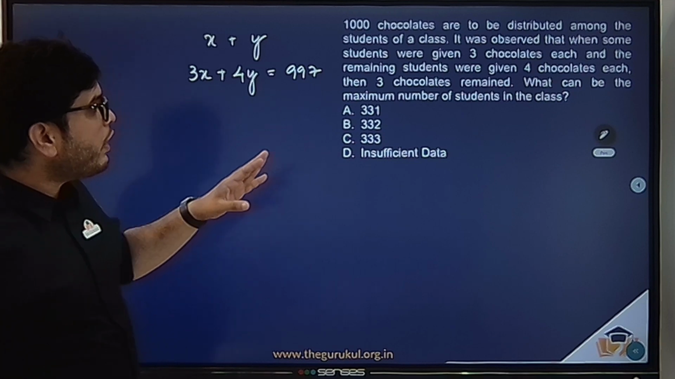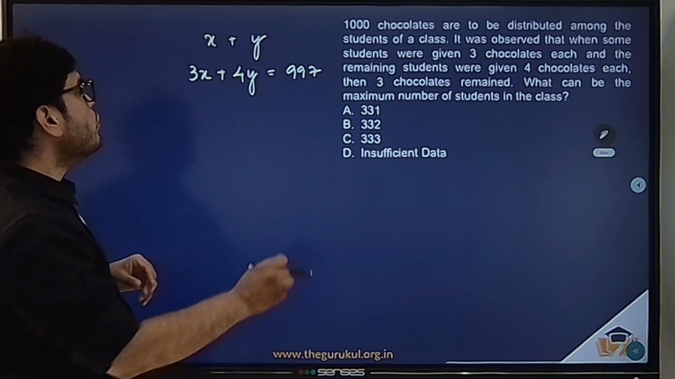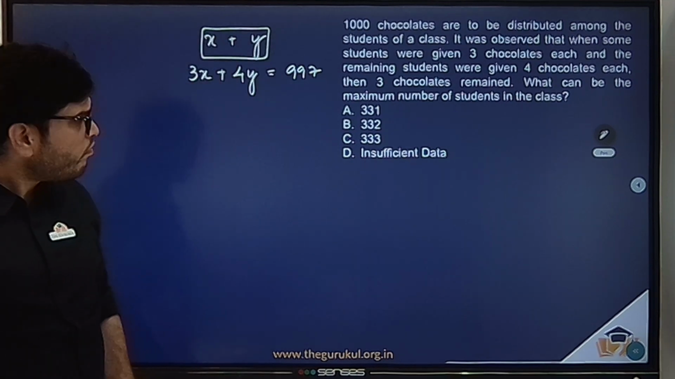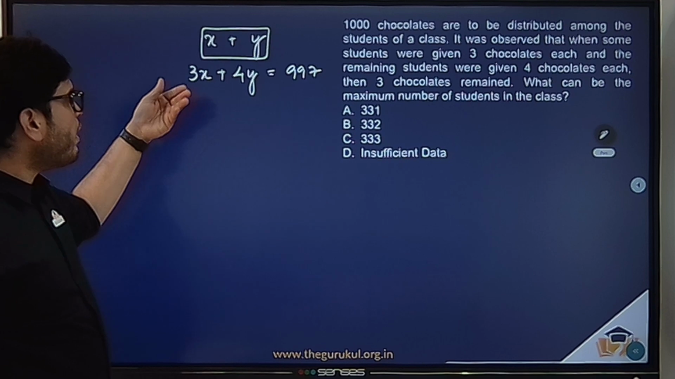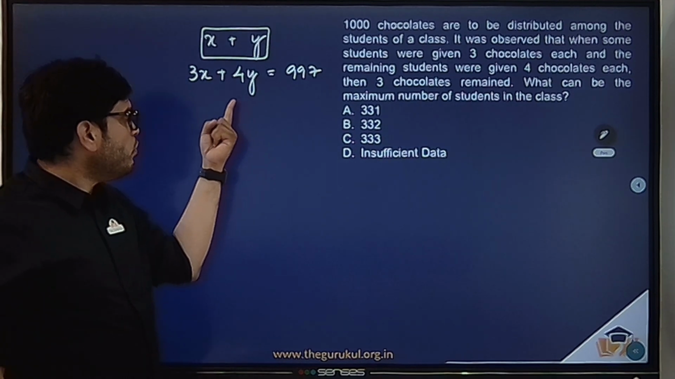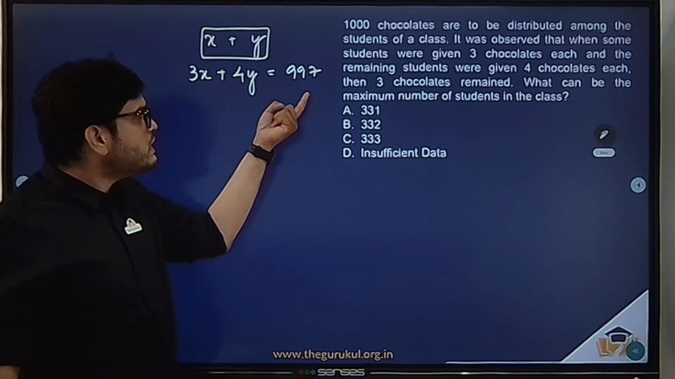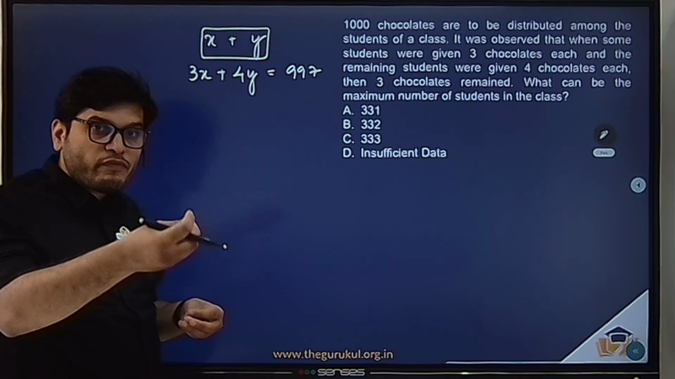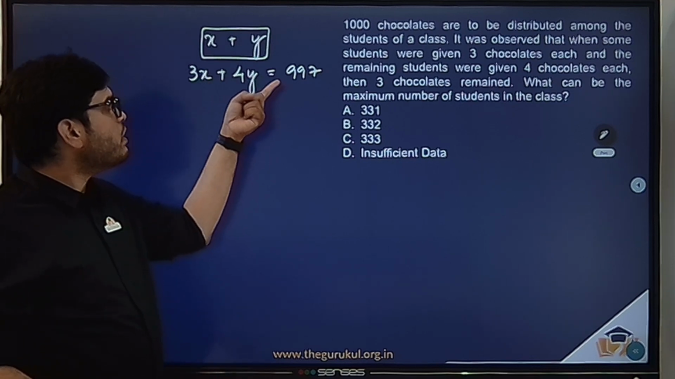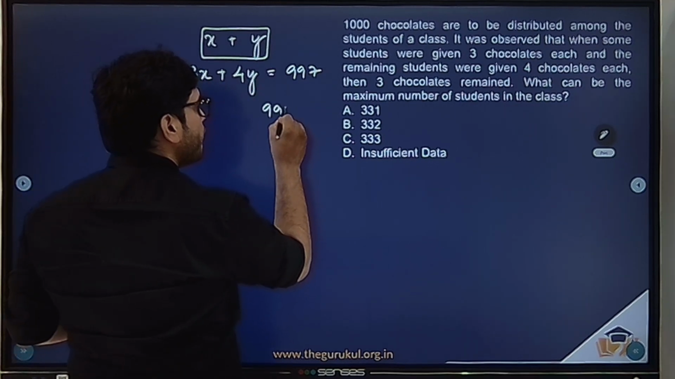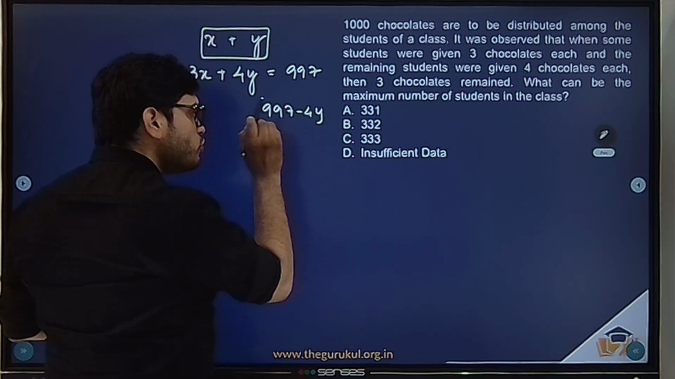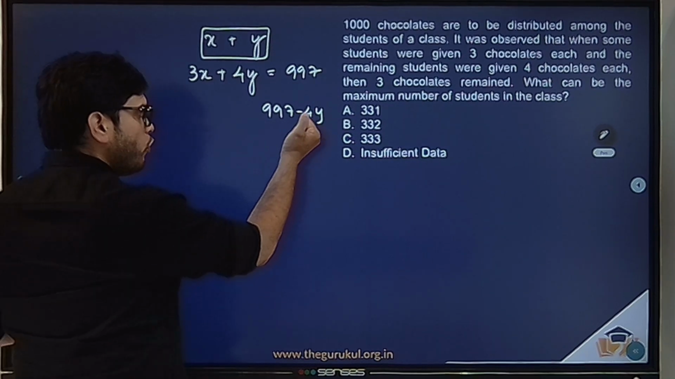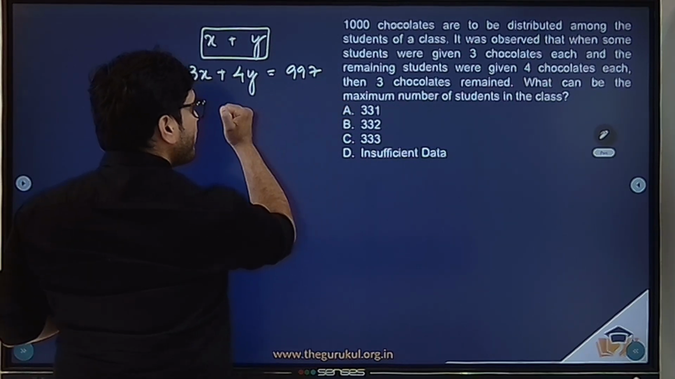Now we are asked to find what can be the maximum number of students in the class. So we are asked to find a maximum value of x plus y. Right? Now let's start assuming the values for x and y. Now if y is equal to 0, do we have 997 divisible by 3? No. Right. So let's find the least value of y so that 997 minus 4y should be divisible by 3. Right. Now for 997 minus 4y to be divisible by 3, the minimum value is 1.